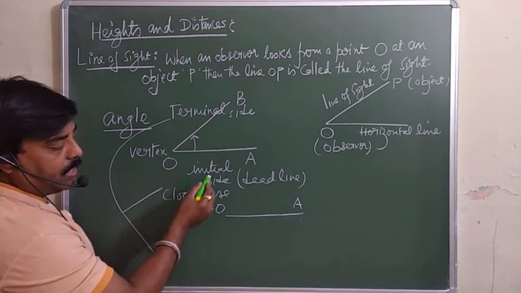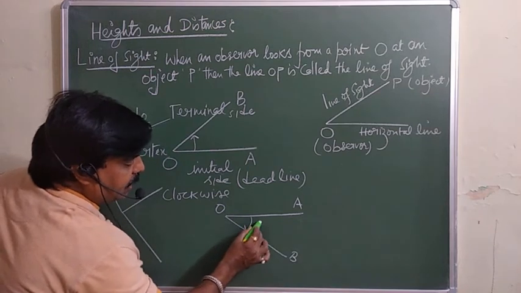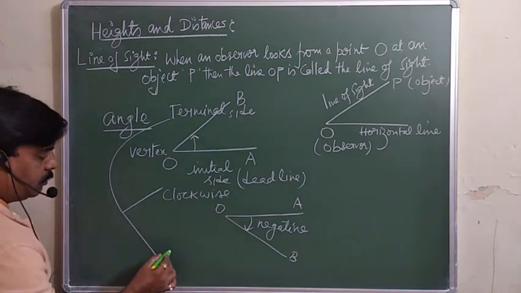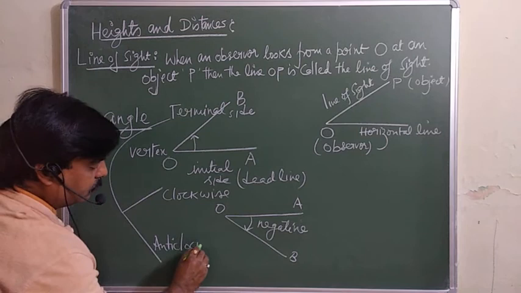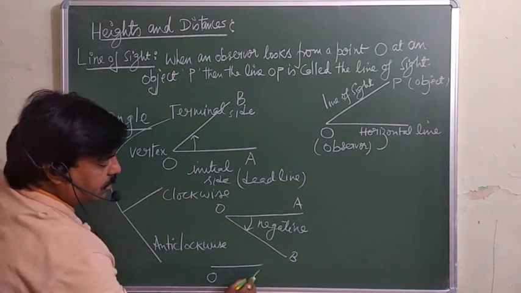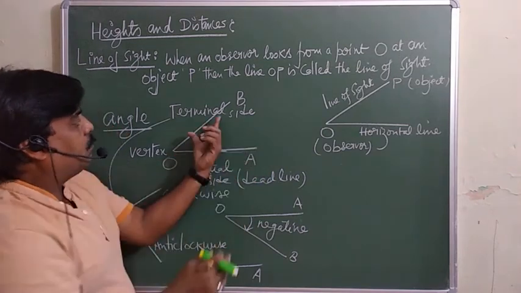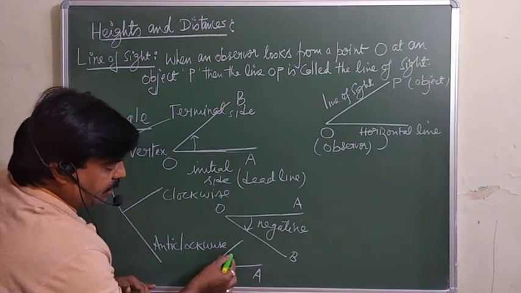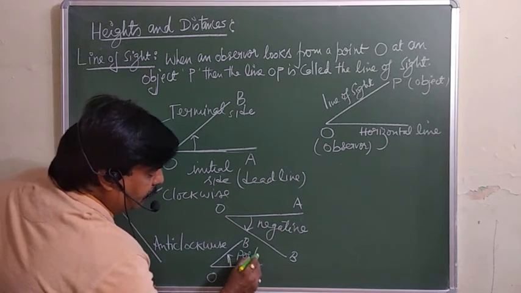If your terminal side moves clockwise, in this direction, then it makes a negative angle. But if it moves anti-clockwise, just opposite to the clock, then it makes a positive angle. This O is the initial side, the dead line, which has no movement at all. Only the terminal side moves. If it moves anti-clockwise, then it makes a positive angle. This is your positive angle.